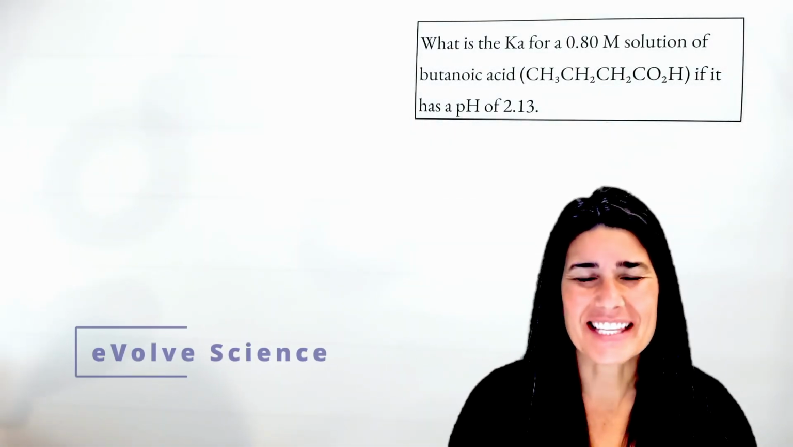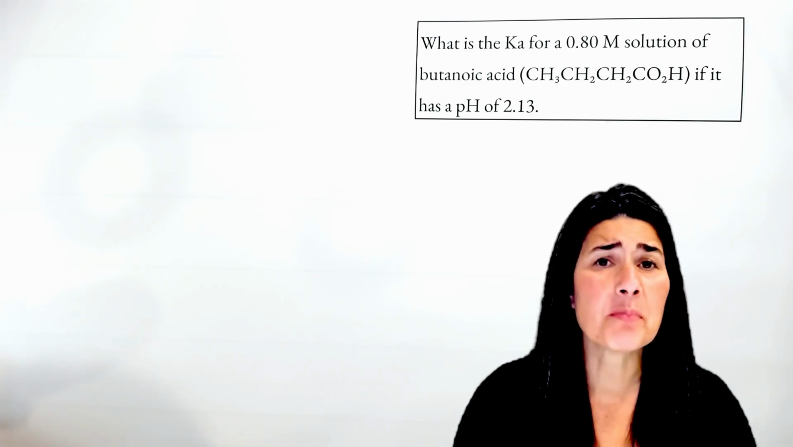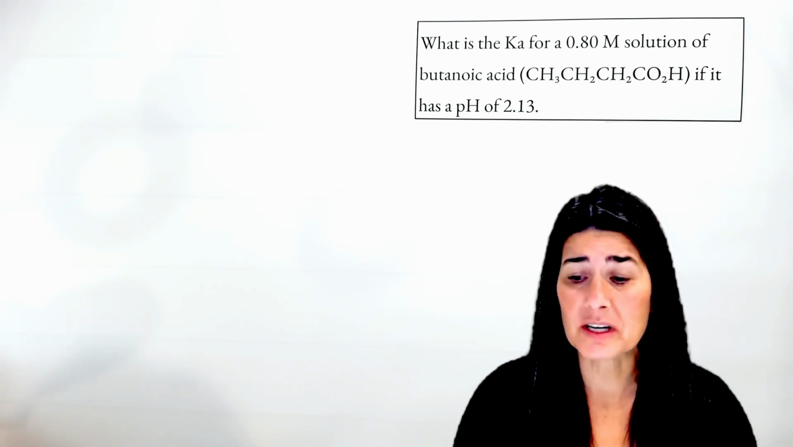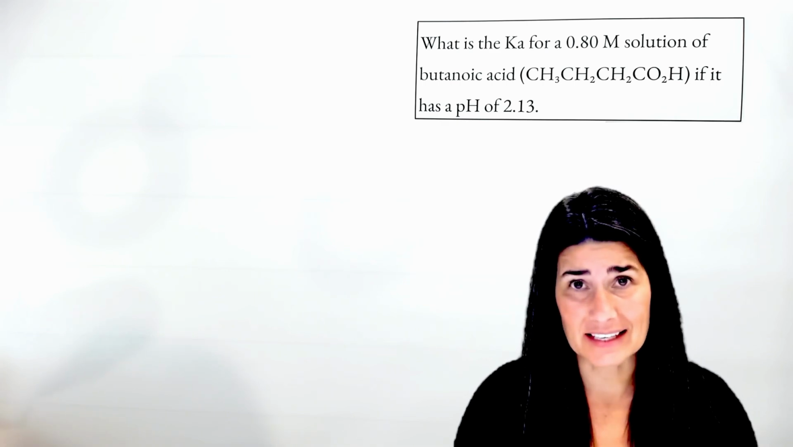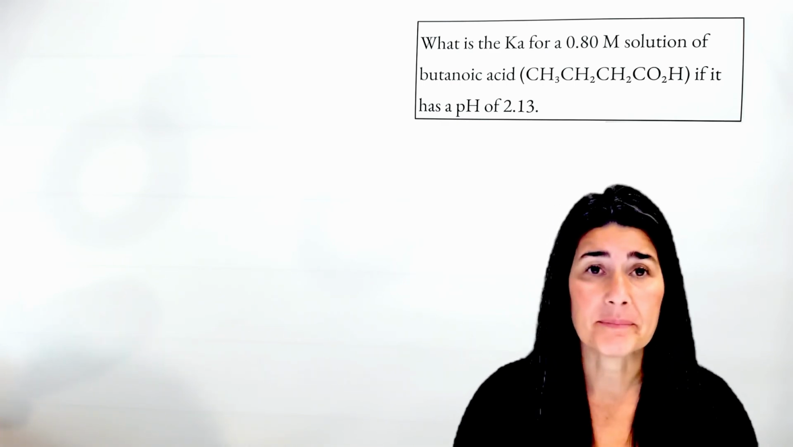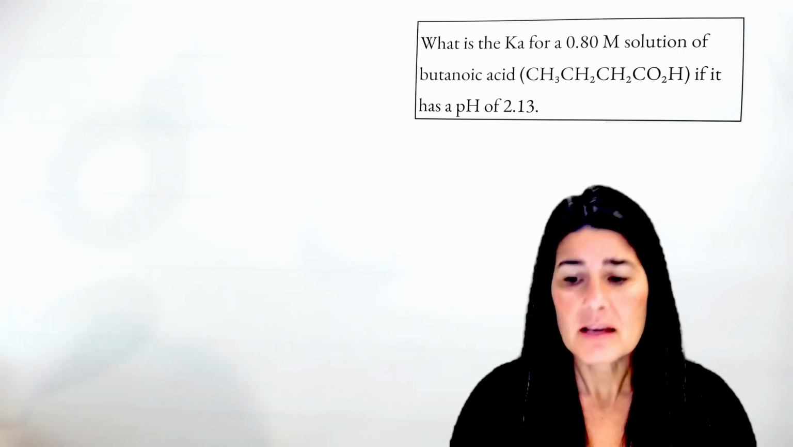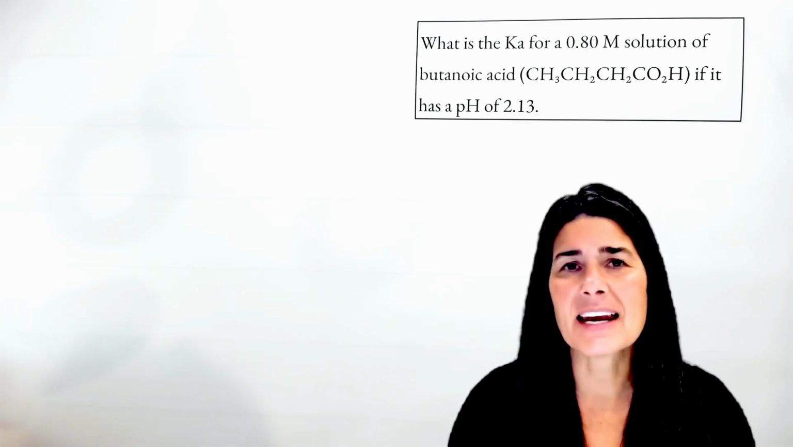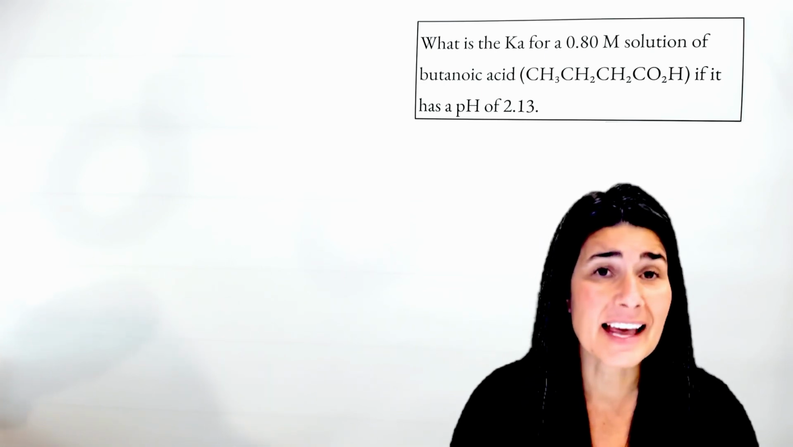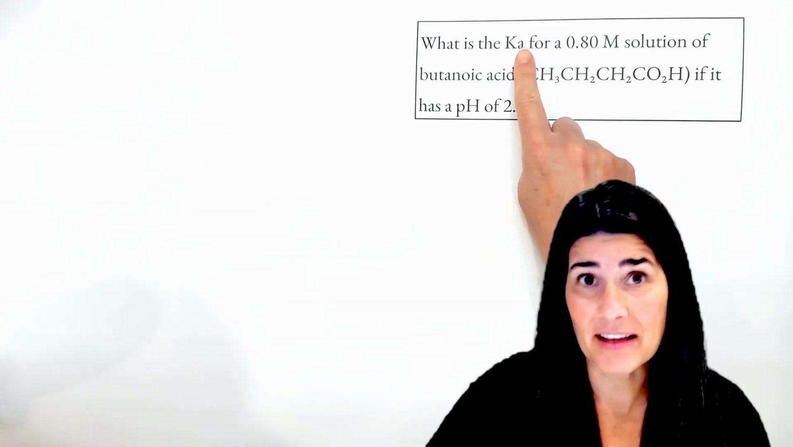Okay, let's try this example. What is the Ka for a 0.80 molar solution of butanoic acid if it has a pH of 2.13? All right, so first thing we need to do is analyze what we have. We have an acid. This is not a big 6 acid. This is a weak acid. Therefore, they gave us a Ka value.